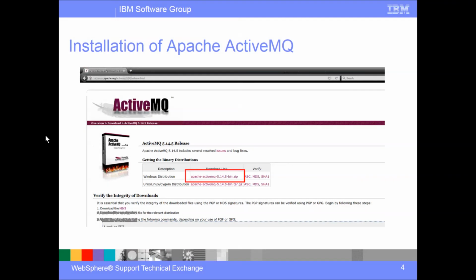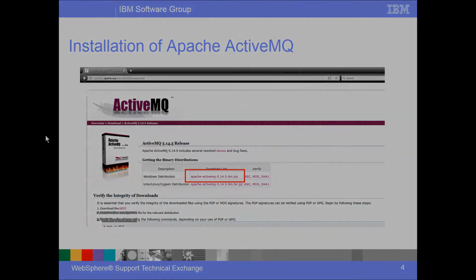The installation files for Apache ActiveMQ can be found on their website. Links are provided in the video description section. I'm going to grab the latest Windows installer zip file and extract that onto the desktop of my Windows 7 virtual machine.